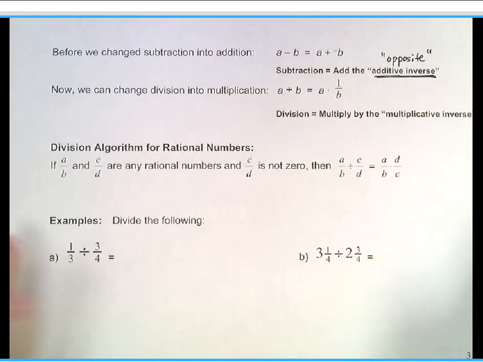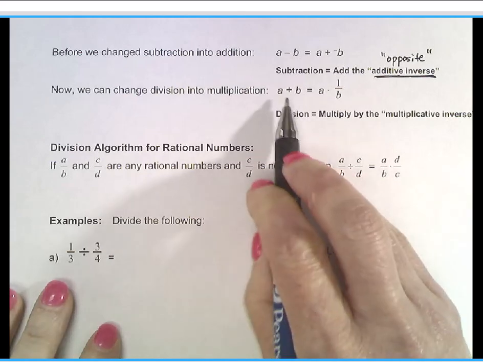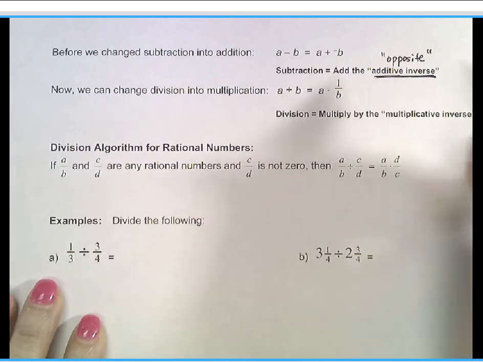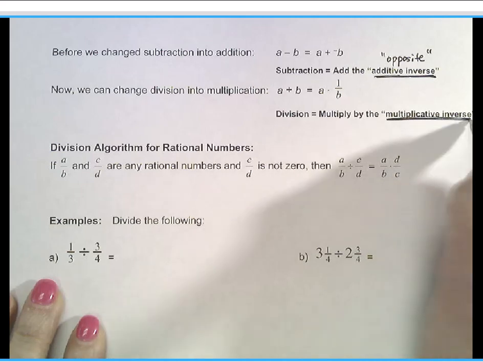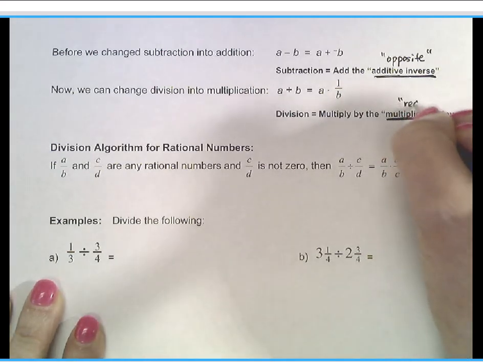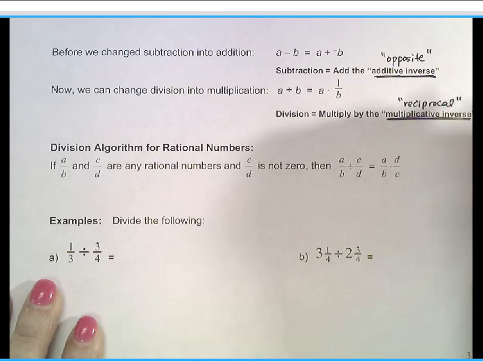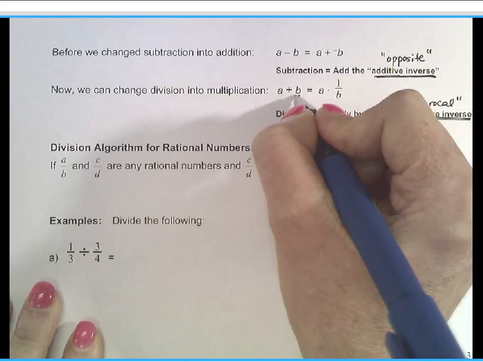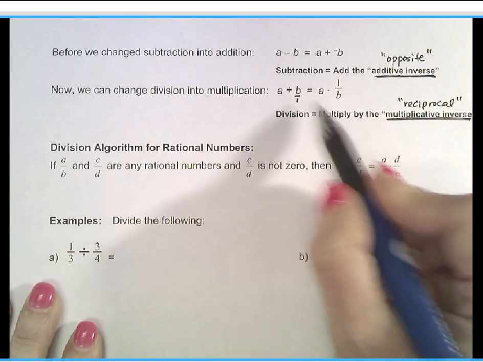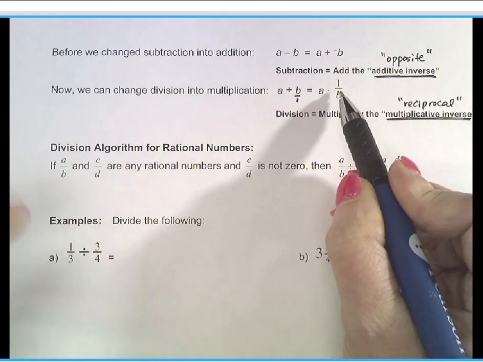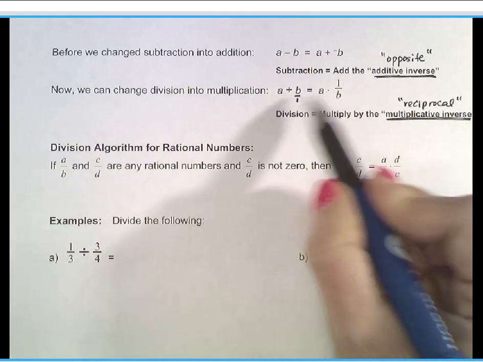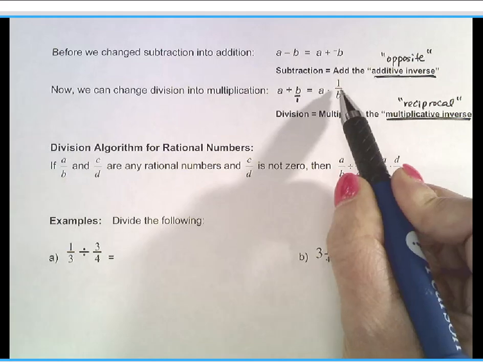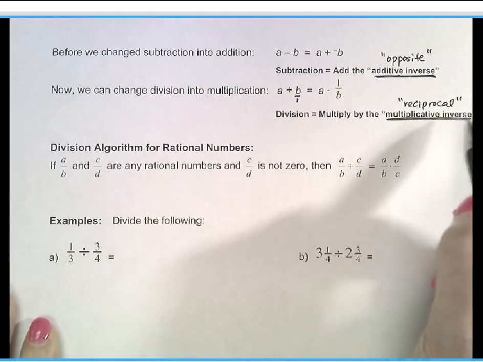So it should be no surprise that they're going to define division as multiplication. Why? Because multiplication's easier. So we're going to use the multiplicative inverse. What is the multiplicative inverse? That is the reciprocal. So A divided by B, if you think of B as B over 1, we're going to change it to multiplying the reciprocal. So dividing is multiplying by the reciprocal, or multiplying by the multiplicative inverse.